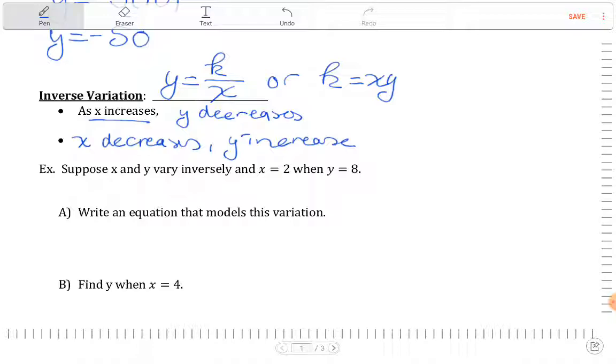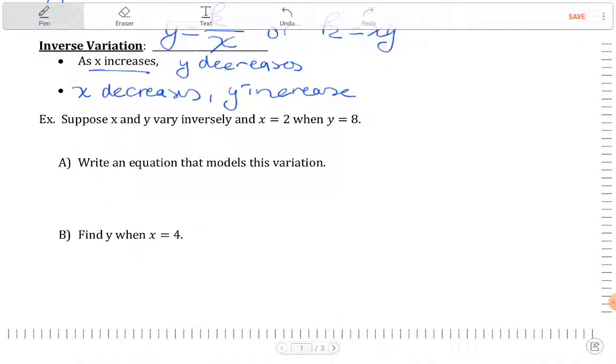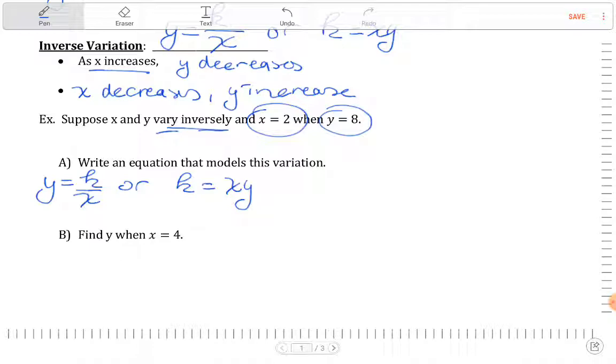Using the form for inverse variation, x and y vary inversely with x equal to 2 and y equal to 8. I can use any of the forms for inverse variation, either this one, I could also use the one for k. In our situation, this one is much easier to use because I need to solve for k anyway. So I'm going to use this form. I'm going to plug in my x and my y. And then I know my k is 16.